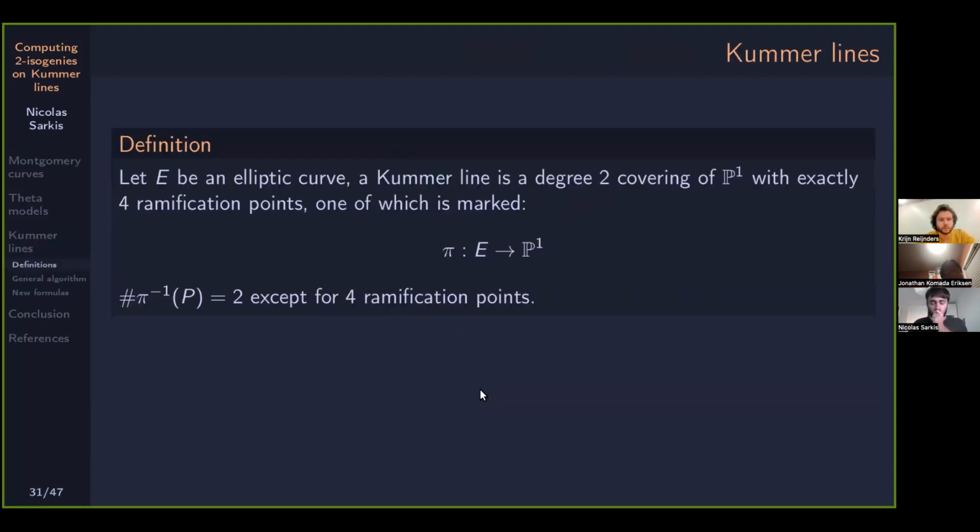And so now on to what is really a Kummer line. In every previous model, we had this degree 2 covering pi. And so this is what a Kummer line is. It's just a degree 2 covering of P1 with exactly 4 ramification points, and one of these points is marked. So this is the origin. The pi of the origin on the elliptic curve is sent to what we call the marked point, which I noted with the small star.